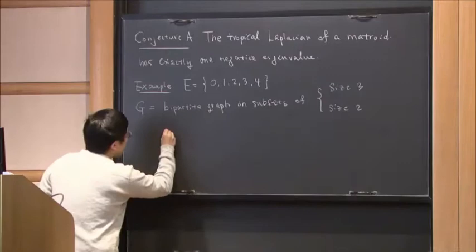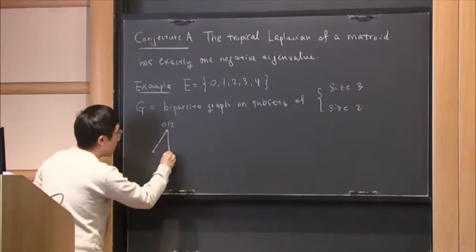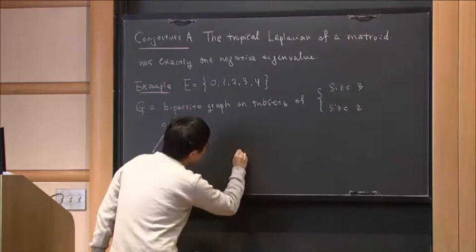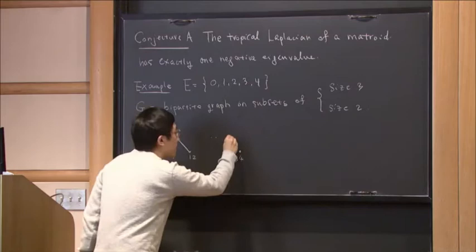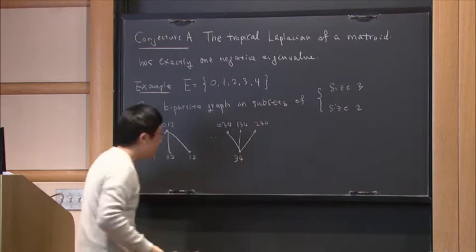For example, if you look at the vertex corresponding to the subset 0, 1, 2, it has exactly 3 neighbors corresponding to 0, 1, 0, 2, and 1, 2. And same for all the other upper vertices. And for lower vertices, say for example, if you pick the one corresponding to 3, 4, then it also has 3 neighbors, 0, 3, 4, 1, 3, 4, and 2, 3, 4, etc. So this is a 3-regular bipartite graph.